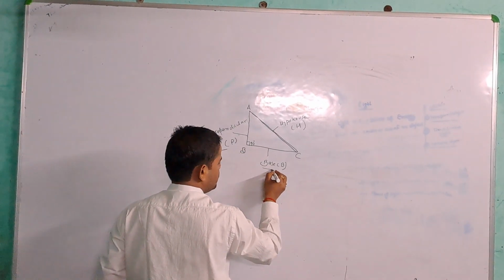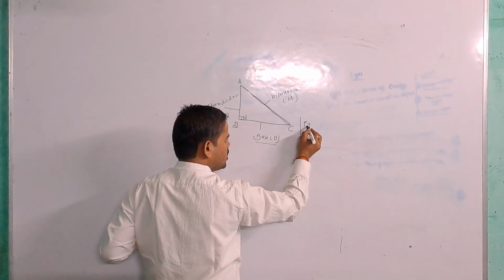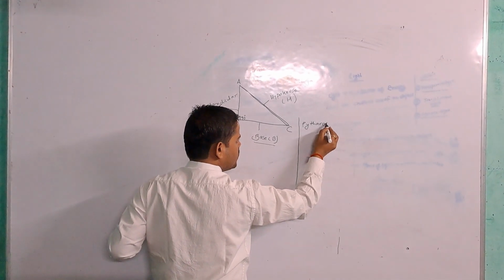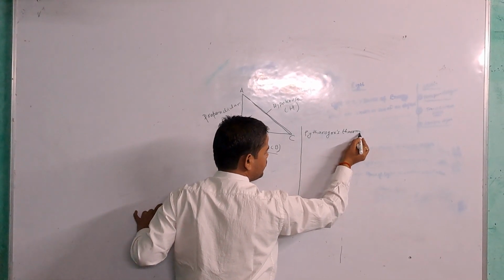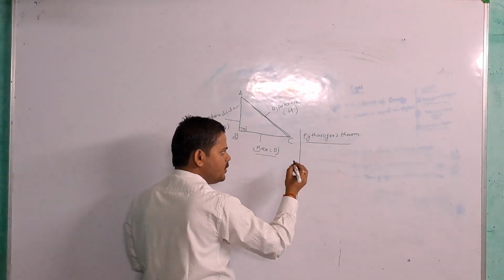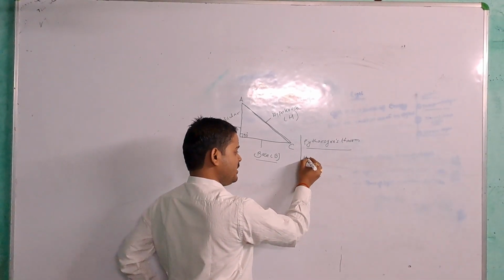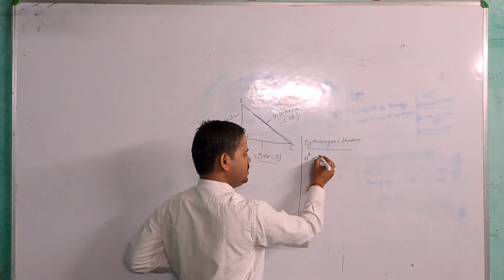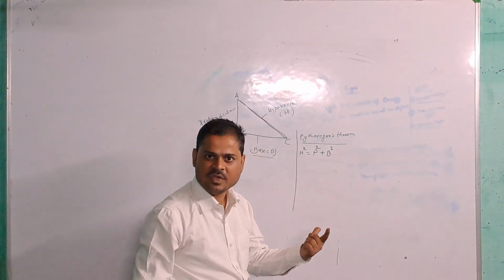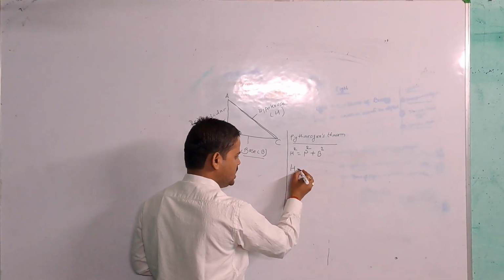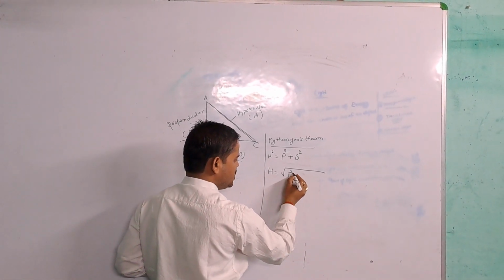P. A great mathematician whose name is Pythagoras gave the formula of the Pythagoras theorem: hypotenuse square is equal to perpendicular square plus base square. If you want to find the value of h in a given question, how do we find it? h is equal to under root p square plus b square.